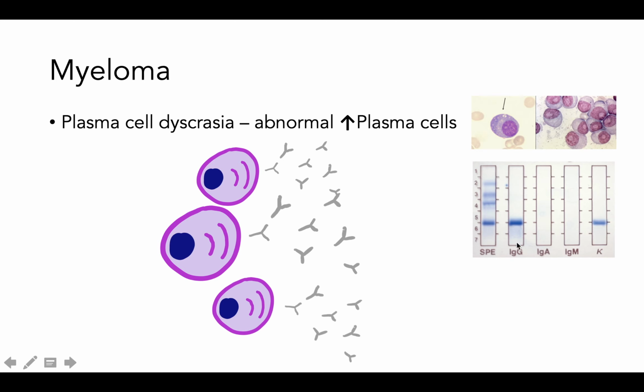Now, it doesn't have to be IgG, it can be IgA. But the key thing here is that it's only in one specific location because all of these antibodies are identical because they all come from copies of this one original cell.